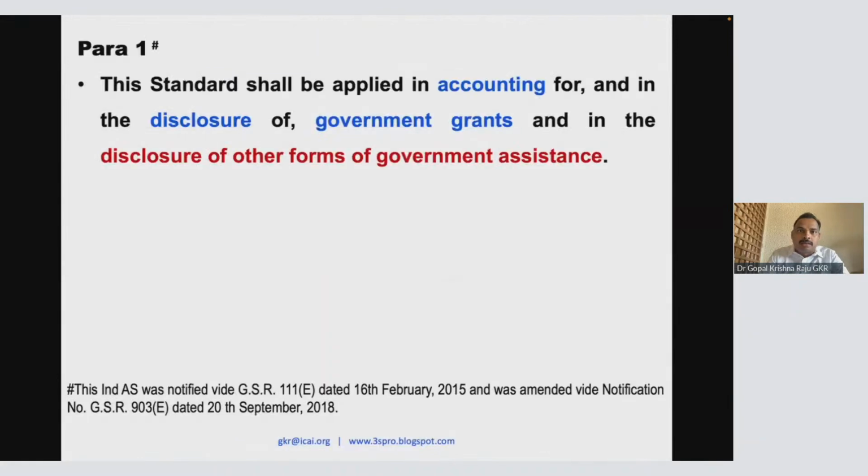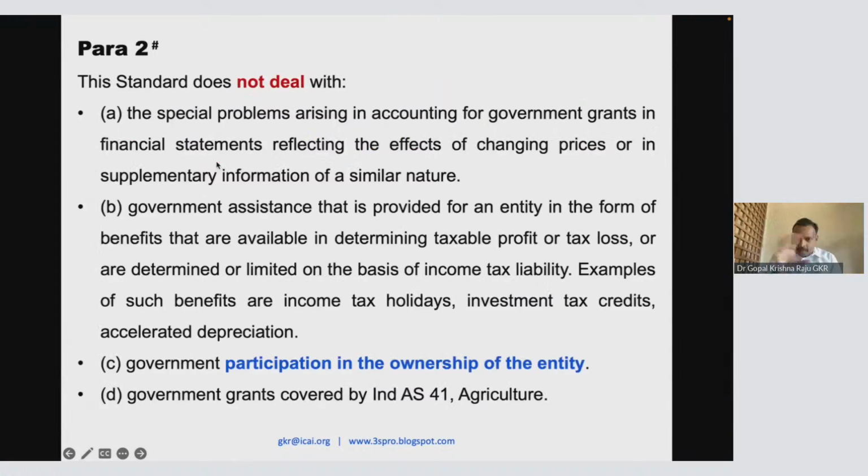Look at the scope. This standard shall be applied in accounting for and disclosure of government grants and in disclosure of other forms of government assistance. Government grants should be accounted for and disclosed, and government assistance must be disclosed. Please look at this wording: accounting and disclosure of government grants, but with respect to government assistance, it is only disclosure. That is why this is blue color and this is red color: accounting and disclosure versus only disclosure. We'll come to the distinction.